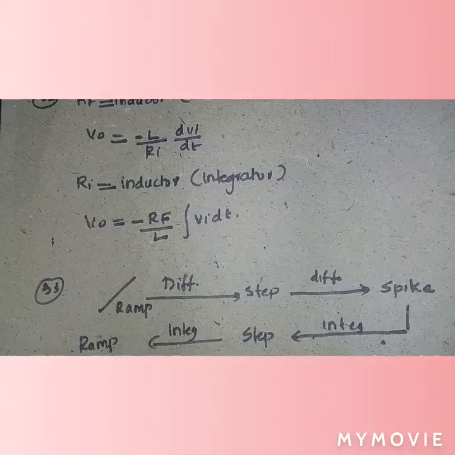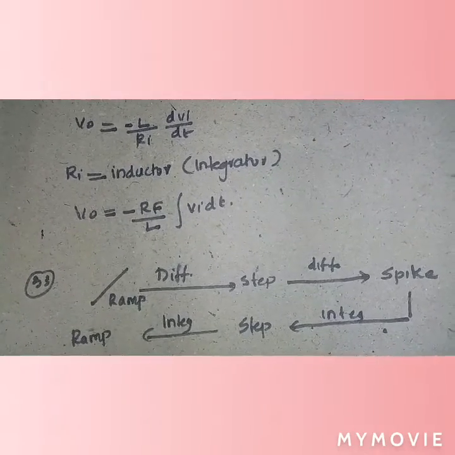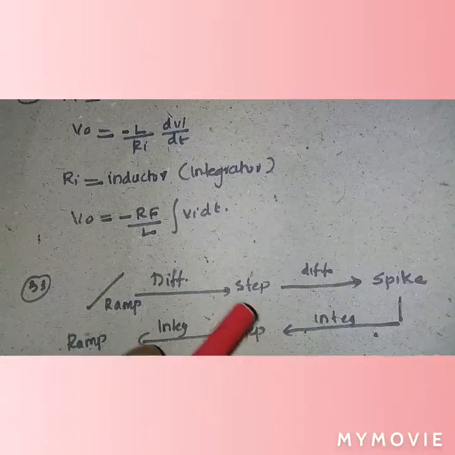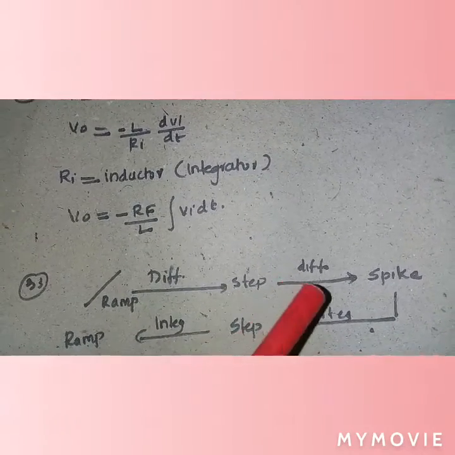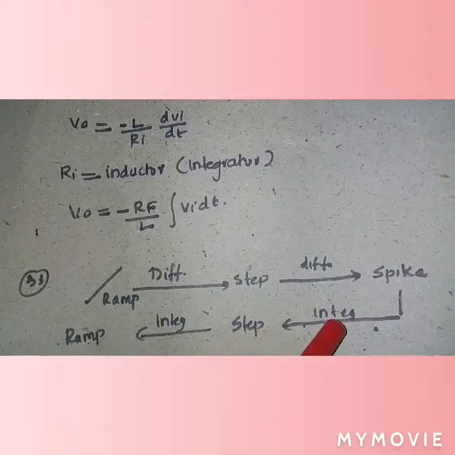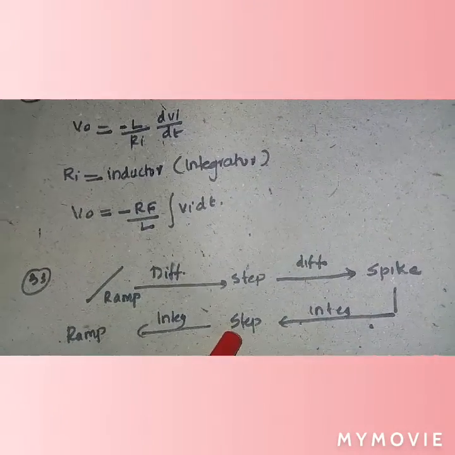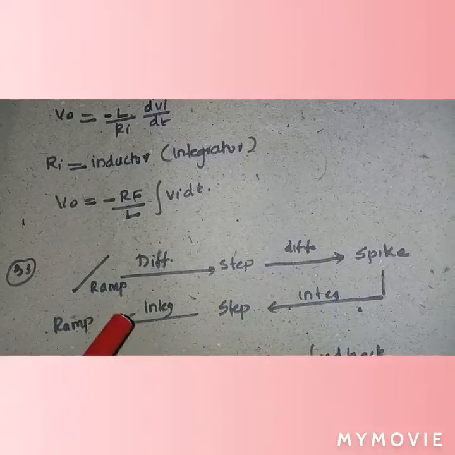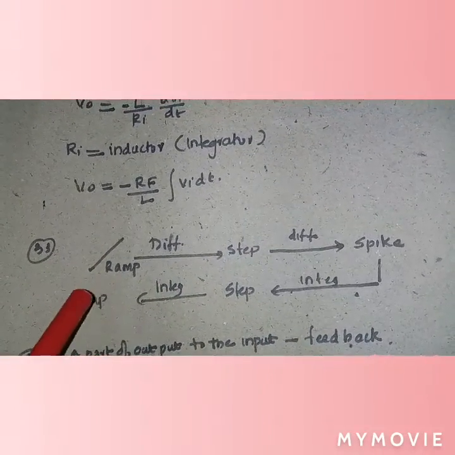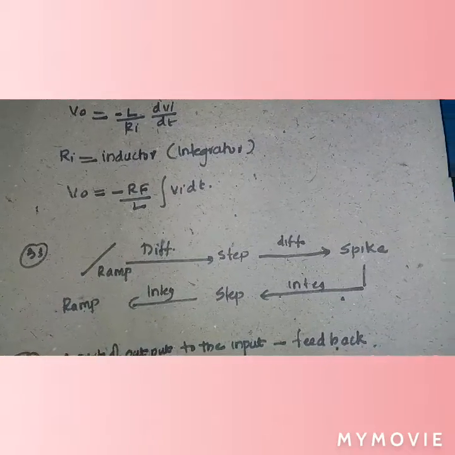Commonly we can understand this: we have a ramp. If we differentiate it, we get a step function. If we differentiate the step function, we get the spike. If we integrate the spike, we get a step. By integrating the step, we get a ramp. This common idea helps to find the output of each differentiator and integrator.